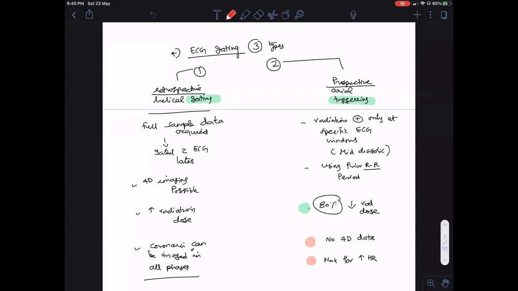However, because we are imaging only at very few specific points, 4D data cannot be acquired. Obviously, when the heart rate is very high, we cannot do this.